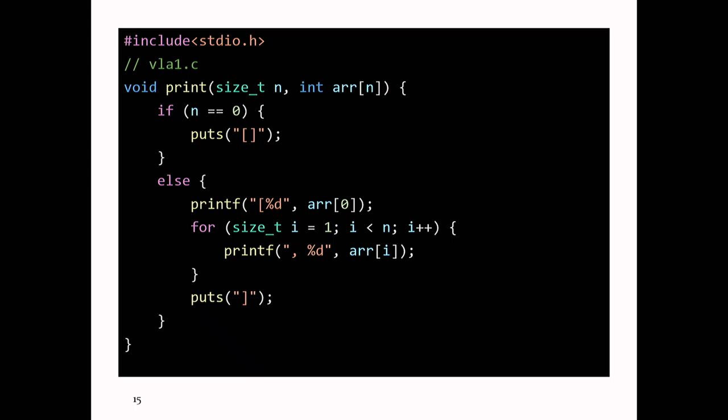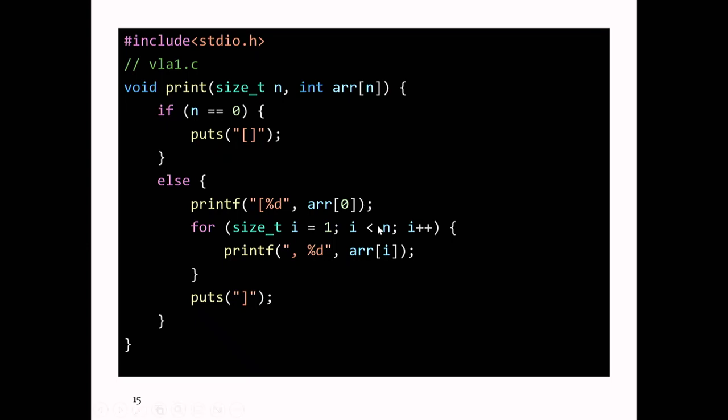I'm going to process every other element in the array. So starting at index 1, going up to but not including n, I'm going to print a comma, then the i-th element of the array, right? So that gives me, in this case, 0, 1, 2, 3, right? And then when I get to the end of the array, I put the closing square bracket, right?